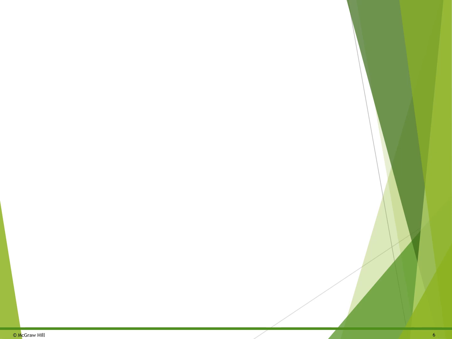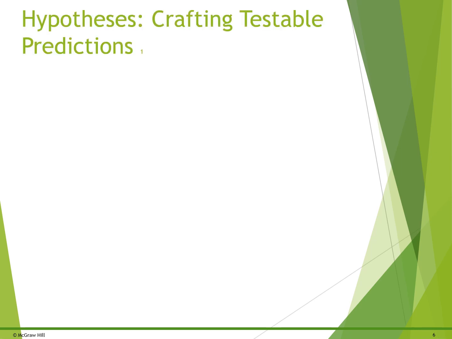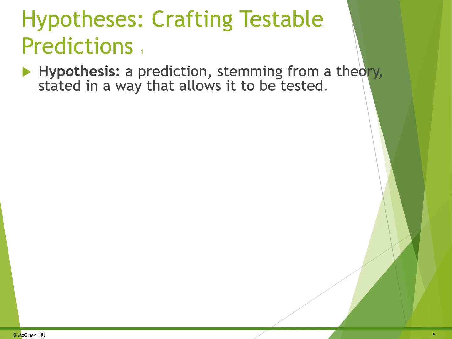Now, the next thing that I want to talk about is the hypothesis that's coming out of that theory. So with a hypothesis, you're crafting a testable prediction. You may have learned early on in high school, right, that a hypothesis is a testable prediction. So it's a prediction stemming from a theory that is stated in a certain way that allows it then to be tested. So you have this theory based on an observation, and you come up with this prediction that you're then going to carry out in a study, and you're going to test it.